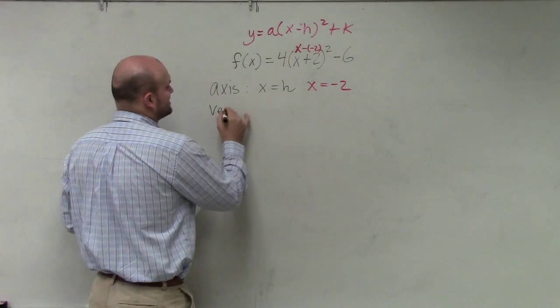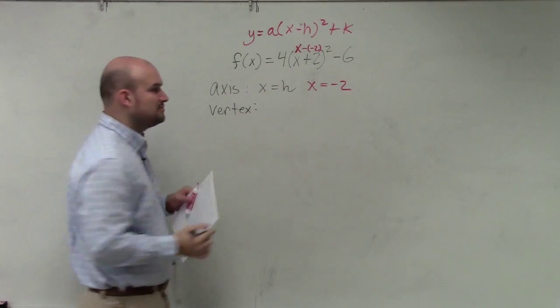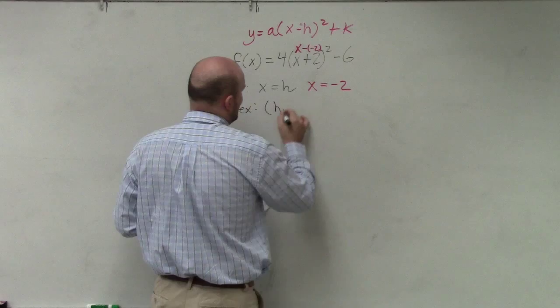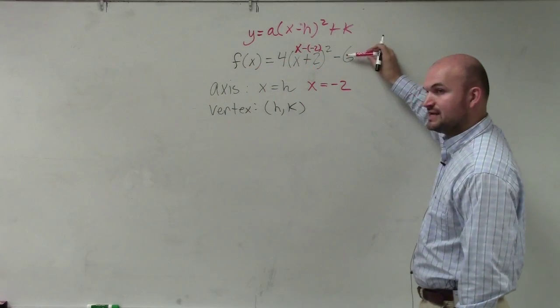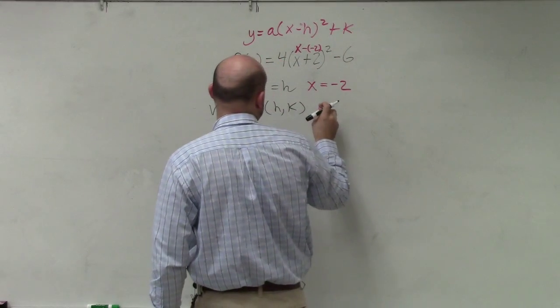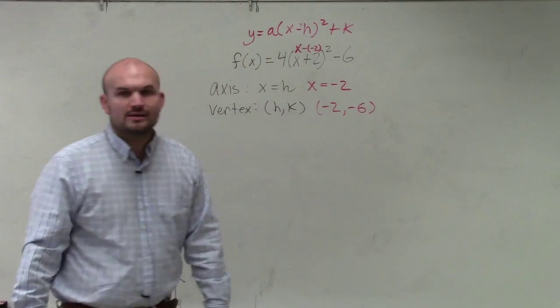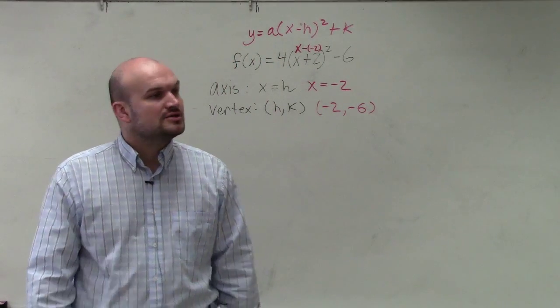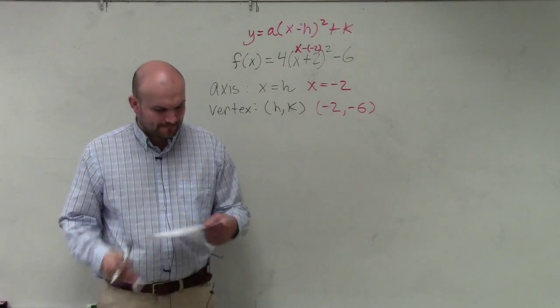The next thing is identifying the vertex. What we love about vertex form is the vertex is really easy to identify. It's just h, comma, k. Well, k is negative 6. We already know h is negative 2. So my vertex is simply negative 2, negative 6. The vertex is a coordinate point. So therefore, that's why we use our parentheses. Does that make sense? OK.